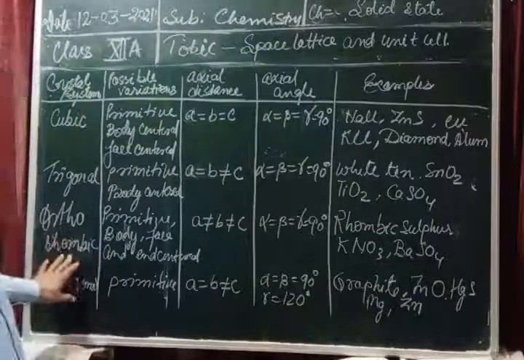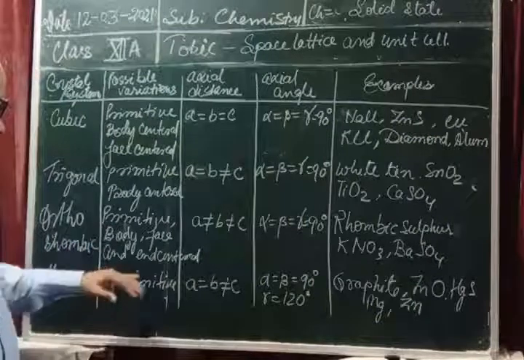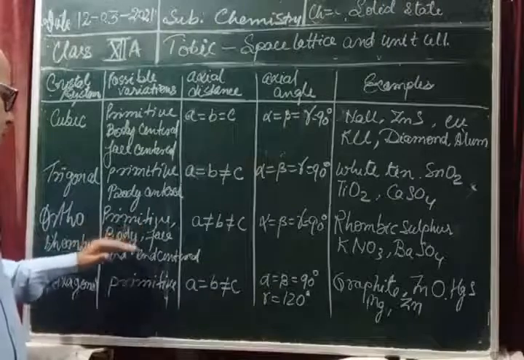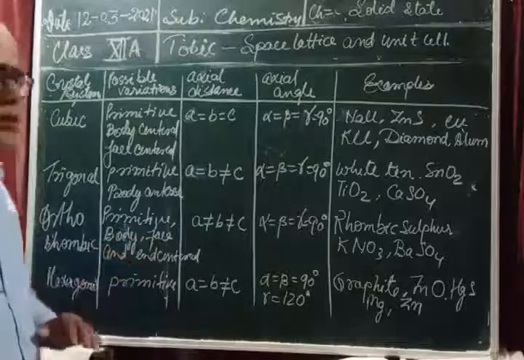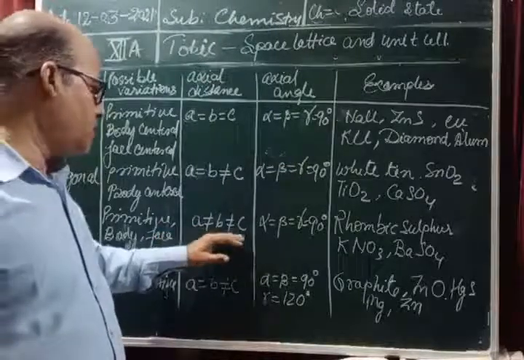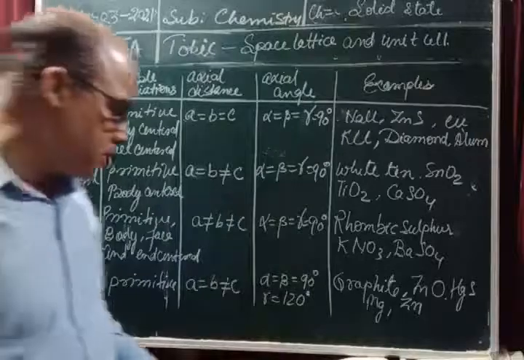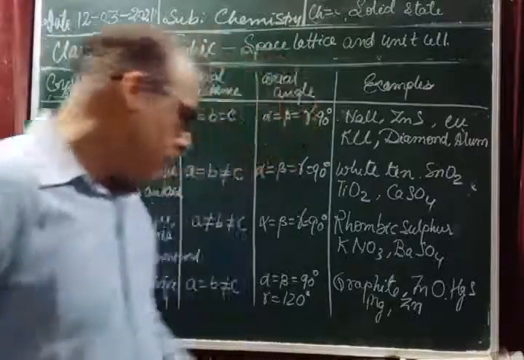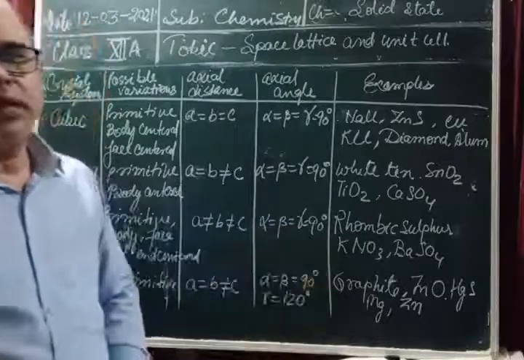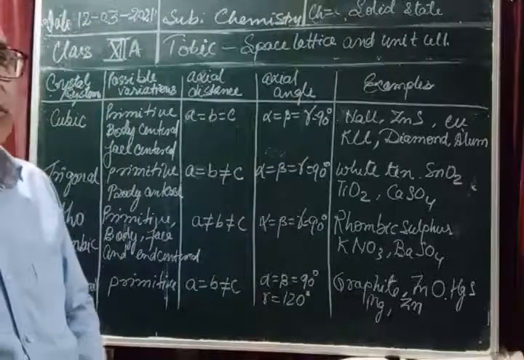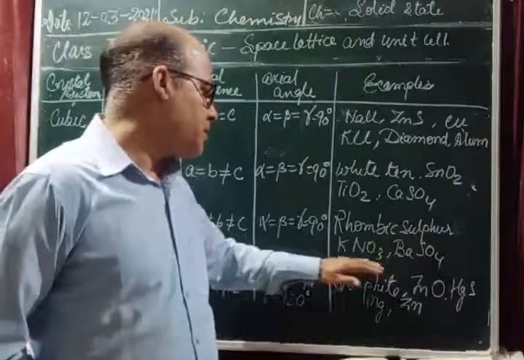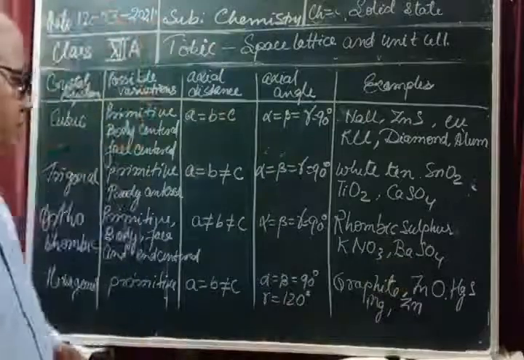Next is the orthorhombic. Here all types of crystals are possible: primitive, body centered, face centered and end centered. But nothing is equal to each other. A is not equal to B, B is not equal to C. Okay, but all angles are equal to 90 degree. Example is rhombic sulfur, potassium nitrate and barium sulfate.